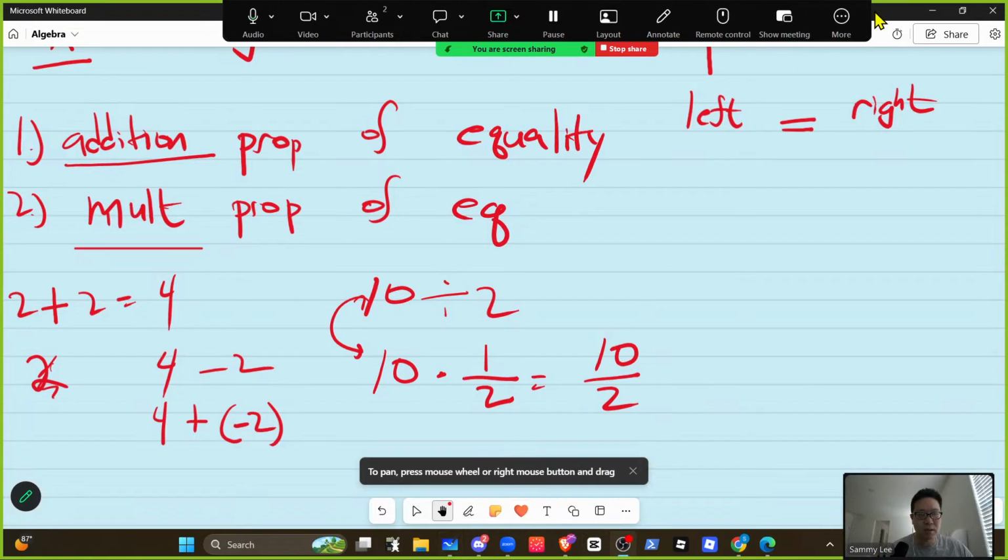And the multiplication property of equality means whatever you multiply or divide on the left side, you must also do it to the right side as well. Okay? To maintain equality. Same concept.